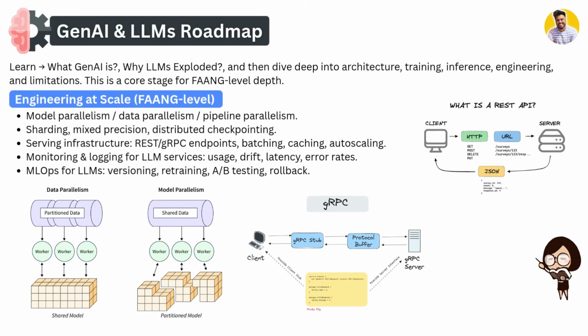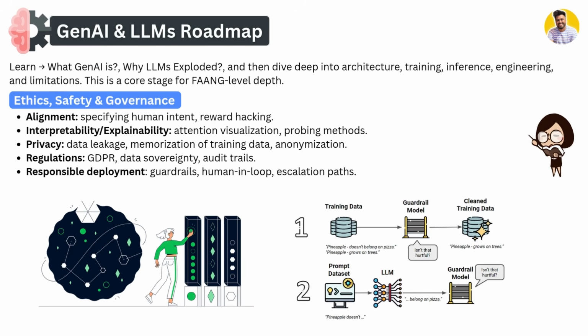And while working in the big tech companies, they make sure ethics, safety, and governance matter most. So have knowledge about specifying human intent, reward hacking in the models, the interpretability along with the explainability of the large language model. Check about the data leakage along with the memorization of the customers' personal information, and it should be regulated with GDPR or data sovereignty pipelines. You have to make a human in the loop for the escalation paths as well.